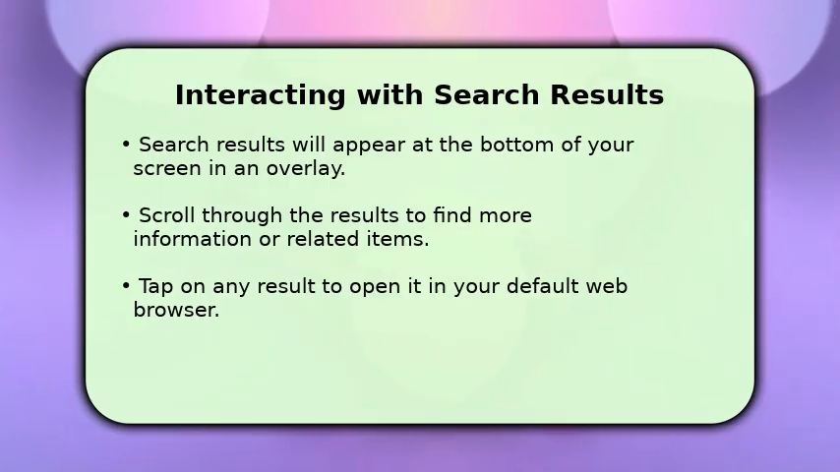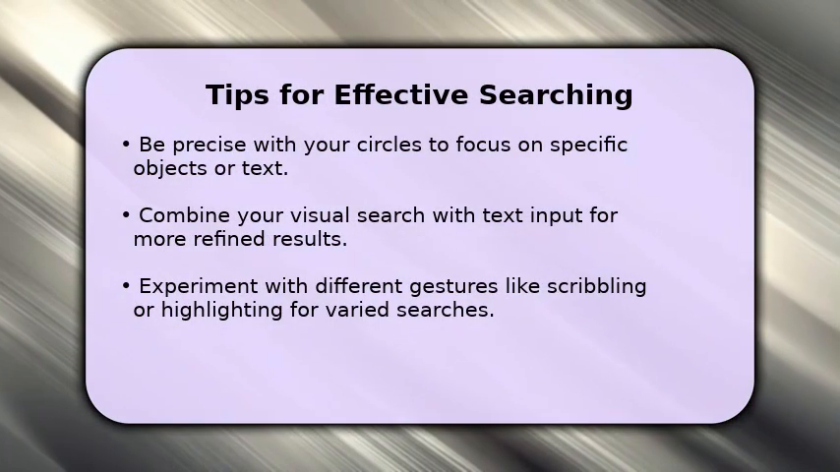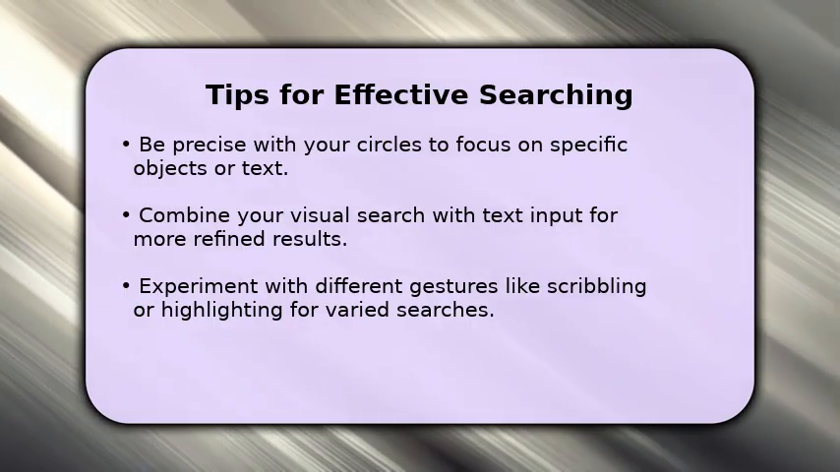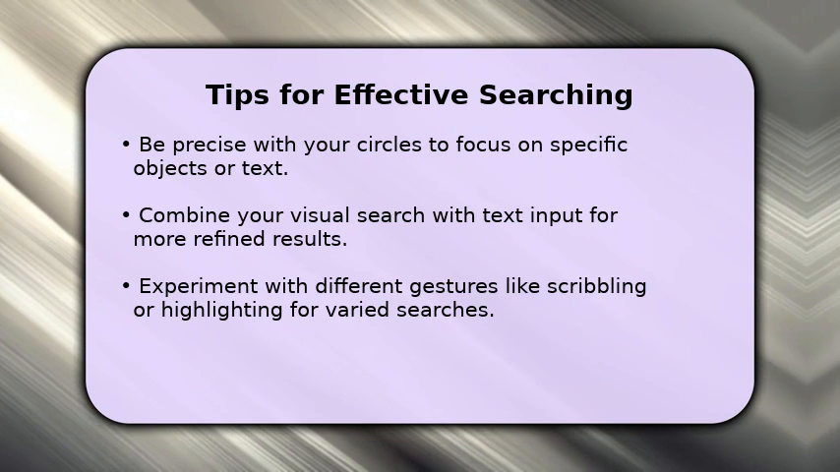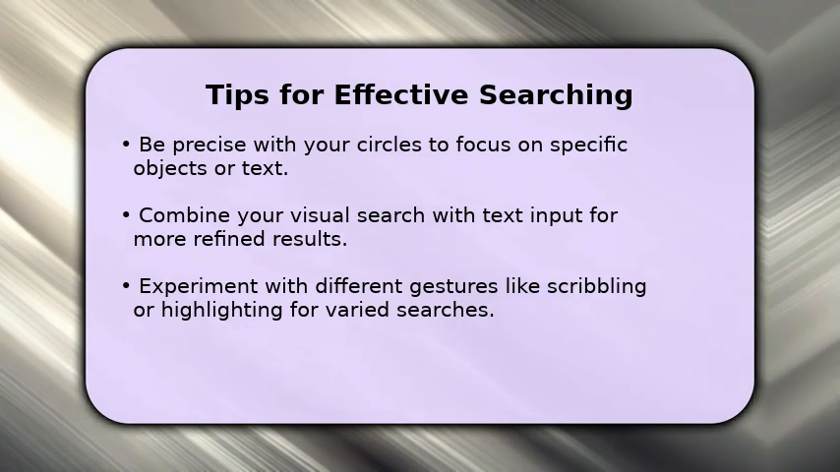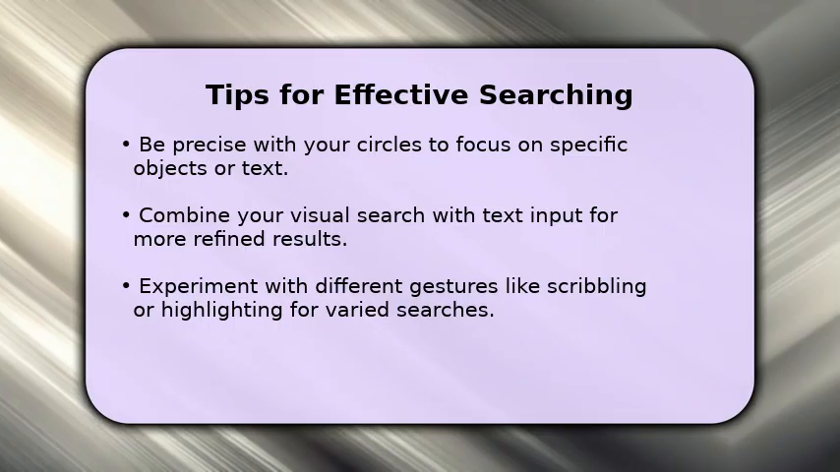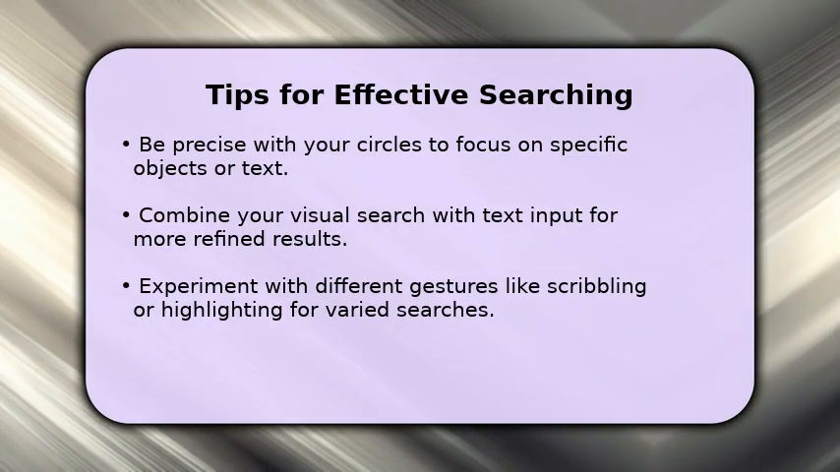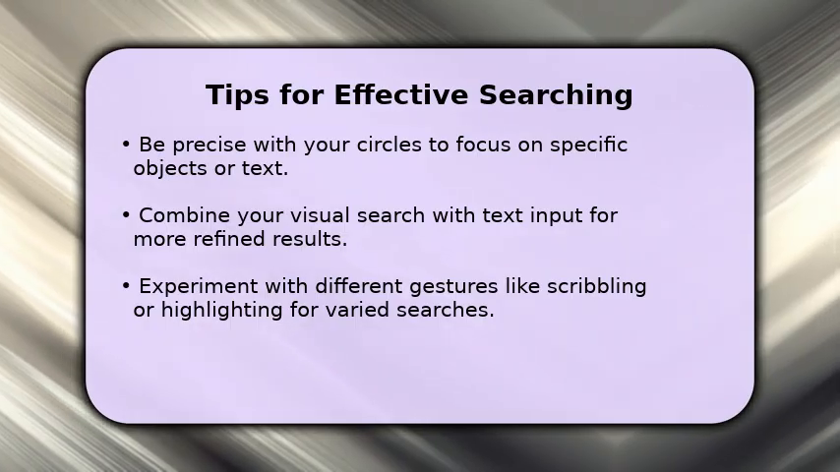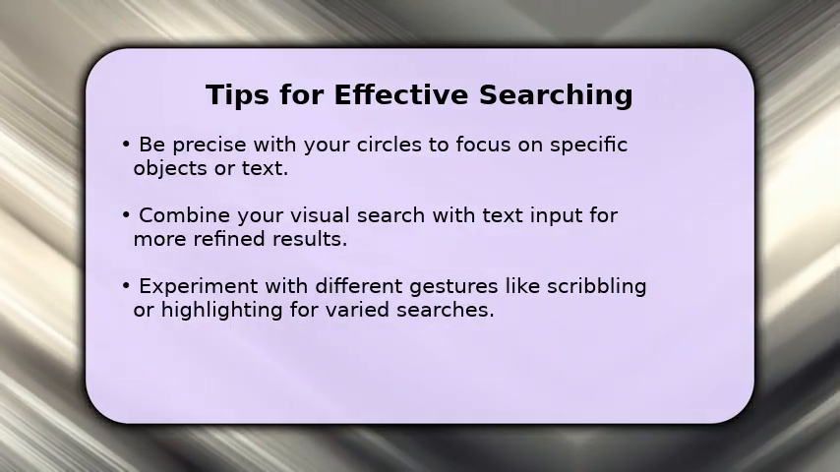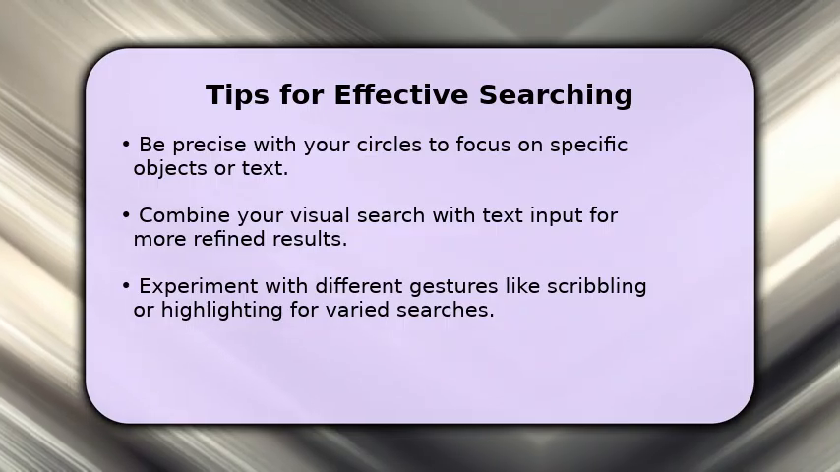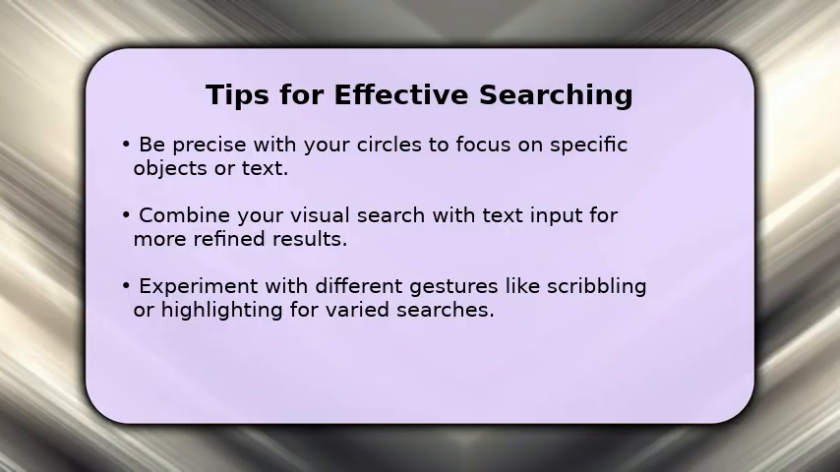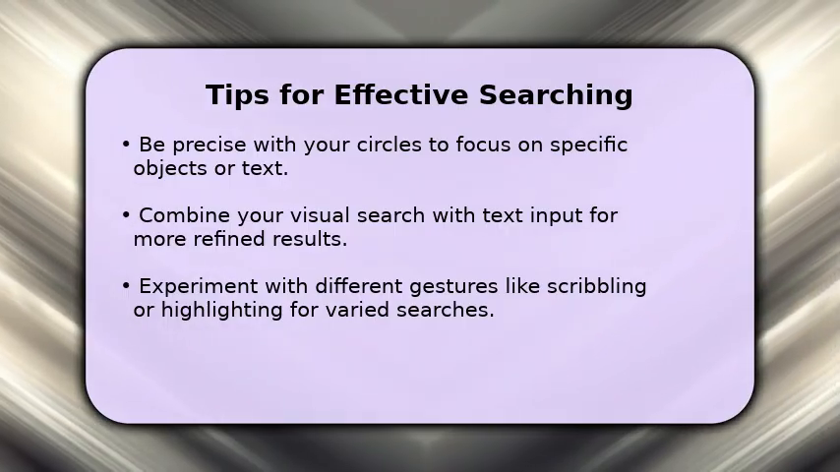It's all about efficiency. To get the most out of Circle to search, here are a few helpful tips. Try to be as precise as possible when drawing your circles, focusing tightly on the specific object or text you want to search. You can also combine your visual search with a quick text input to refine your results even further. Don't hesitate to experiment with different gestures, like scribbling or highlighting, as they can sometimes yield unique search outcomes. With a little practice, you'll become a master of visual searching in no time.